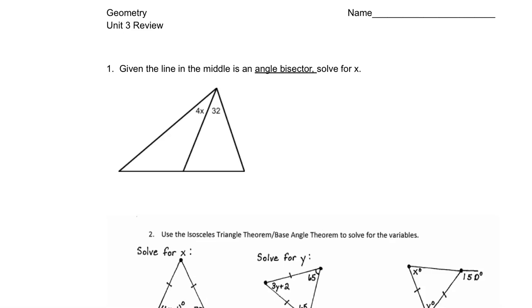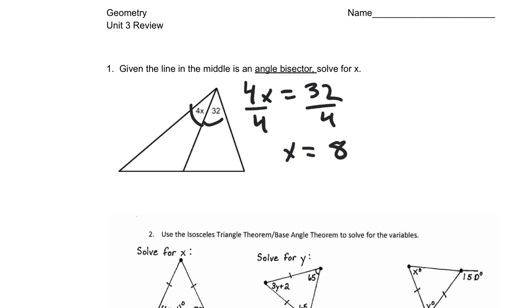Okay, so the angle bisector cuts the angles in half. So that means that those two angles are congruent, which makes it an easy equation. 4x is equal to 32. If I divide 32 by 4, x is equal to 8. And that's all we were trying to find, is the x. Okay?